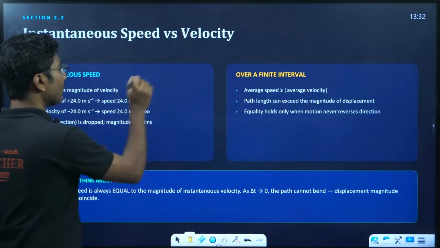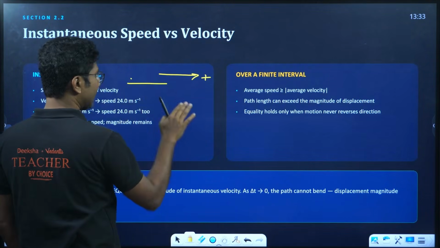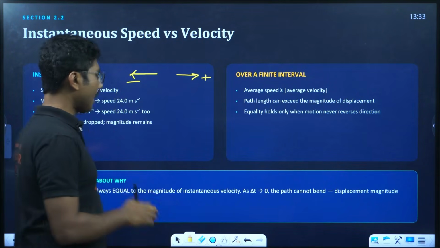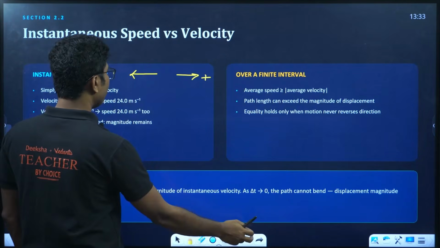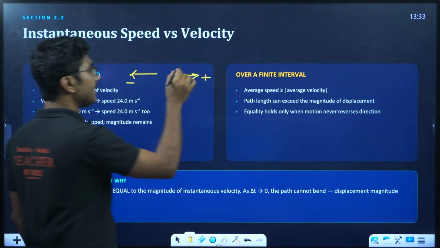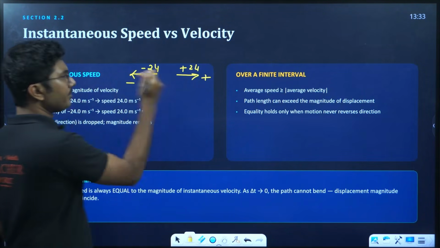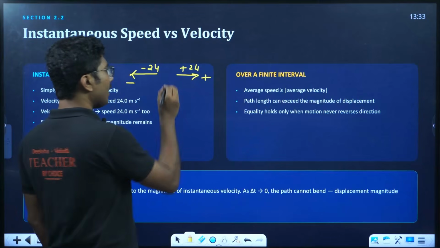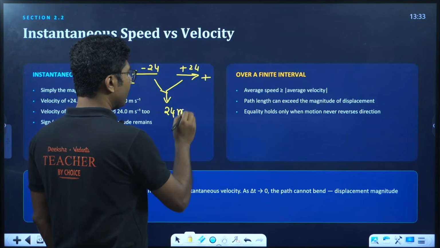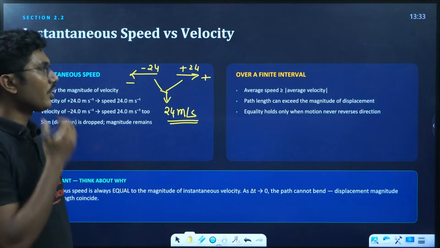So basically, suppose I say this is the positive direction, this is my negative direction. Generally that's how we denote a direction. Okay, and if I say that the object is moving 24 in this direction, plus 24 or minus 24. Minus 24 means it is moving in the opposite direction. In both cases the speed should be the same, 24 meter per second.